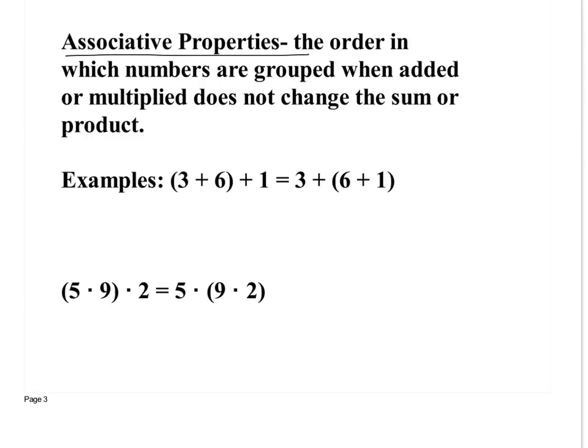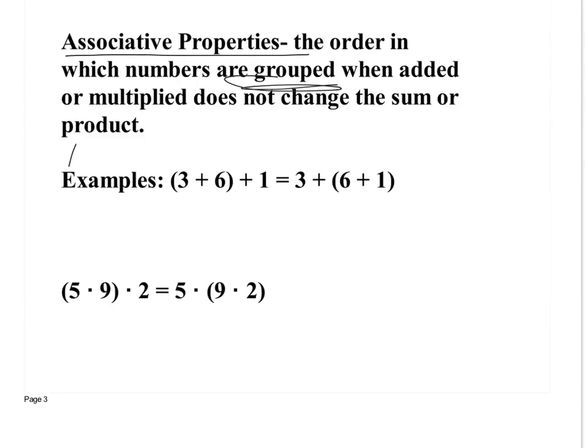Here's the definition of associative properties. The order in which numbers are grouped, and that's key right there, is the grouping, when added or multiplied does not change the sum or product. So associative property has to do with the grouping. Here's how I connect those two. What's another word for associative? What's the base of associative? Association, right? What's another word for people that you associate with? Like the group of friends you hang out with, right? So association, grouping. So I can change the grouping, but I don't change my answer.